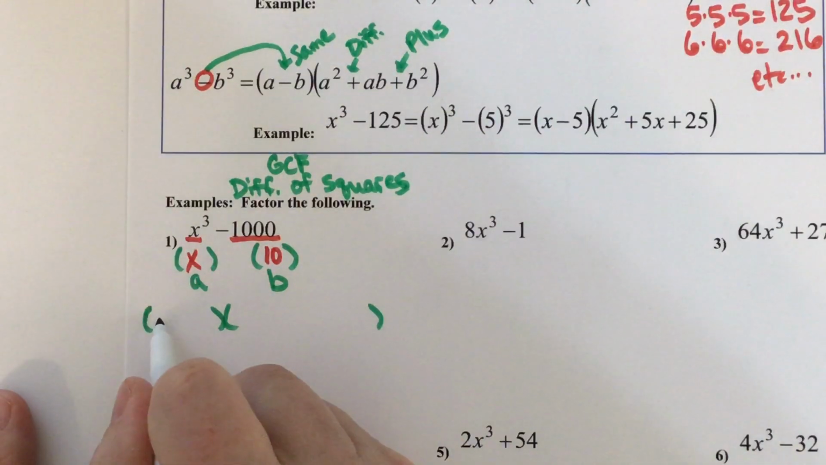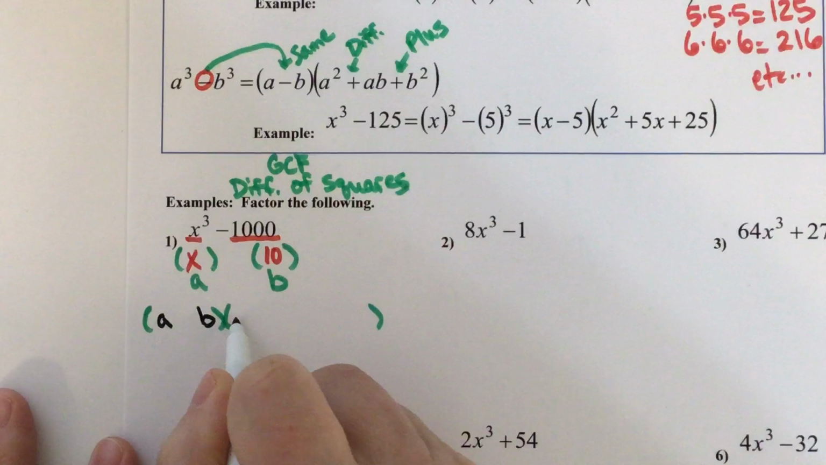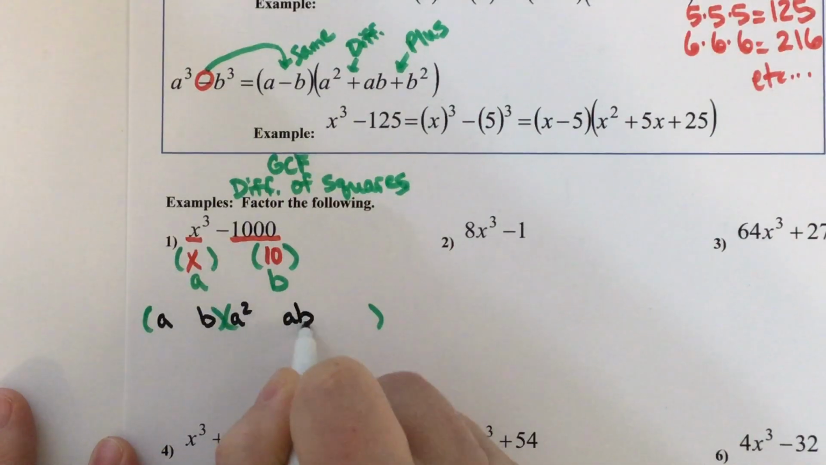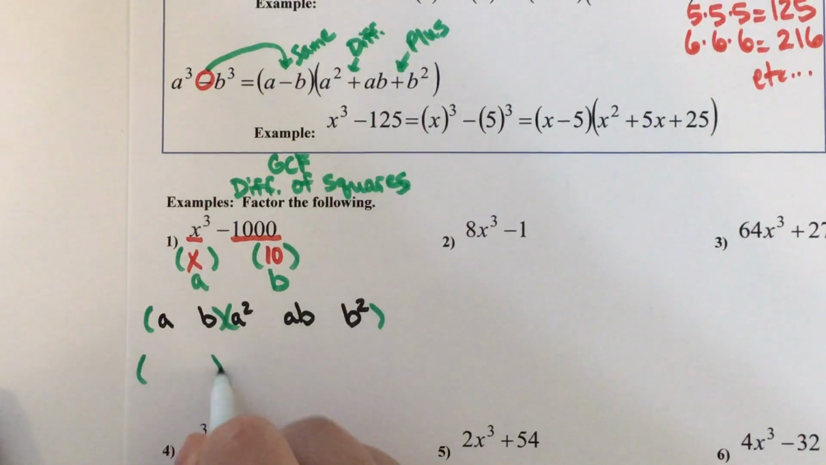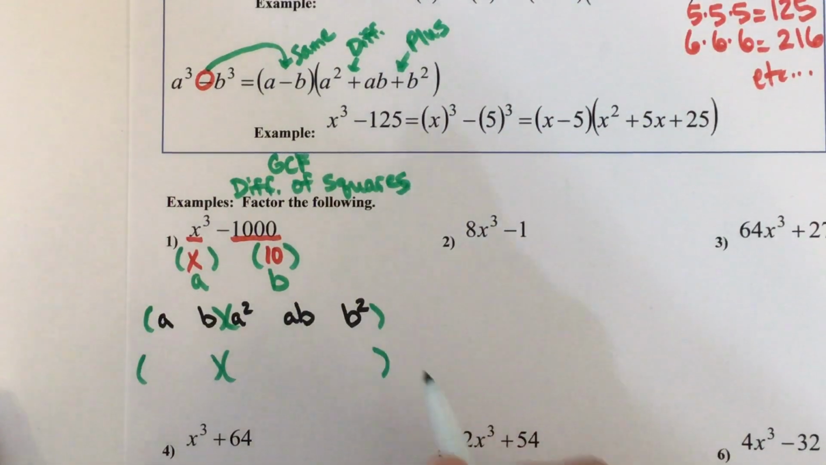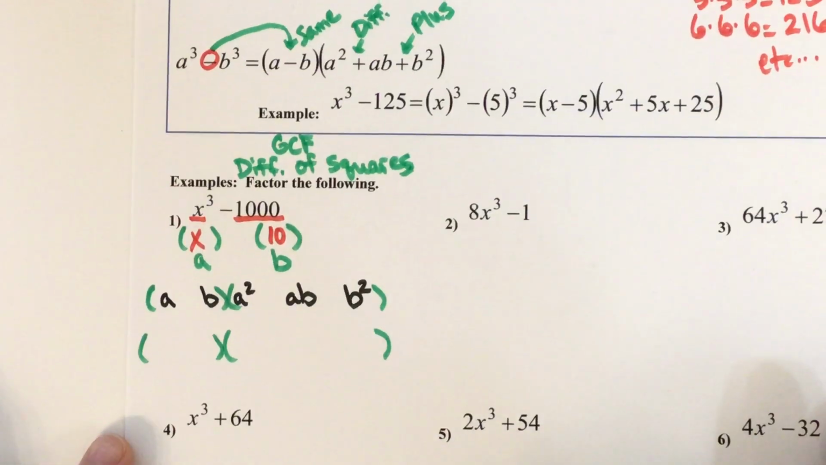The letters go A, B, A squared, A, B, B squared. The signs go same, different, plus. That is how they go. Okay, so we have our little baby set of parentheses and then our big set of parentheses. Now, let's do exactly what the formula tells us to do.